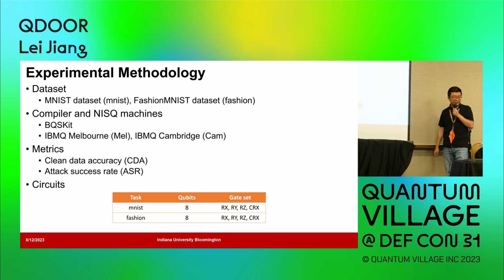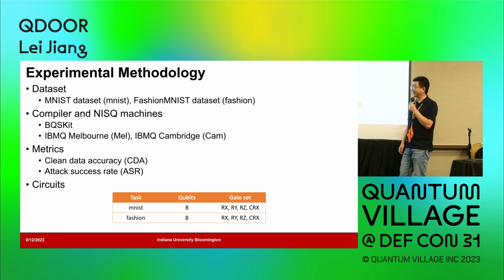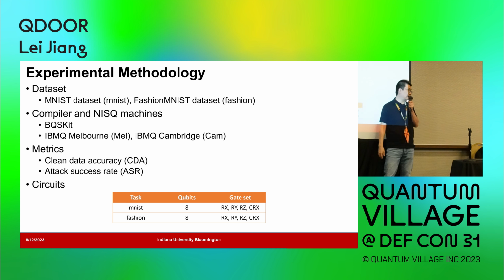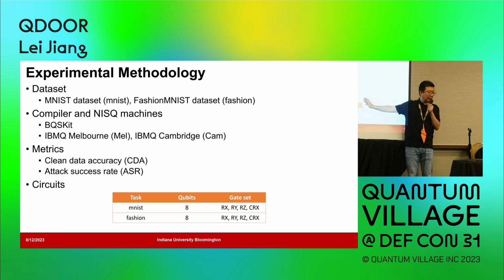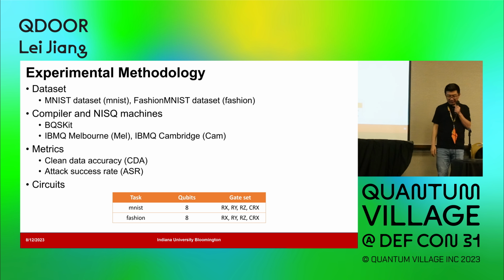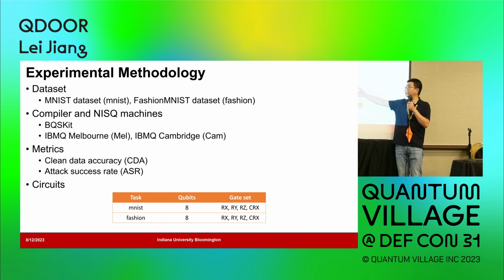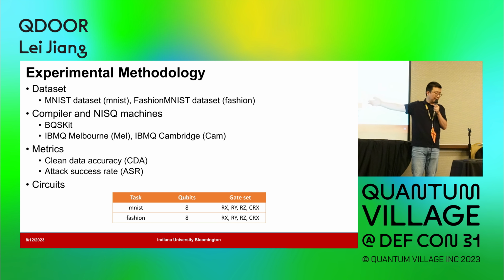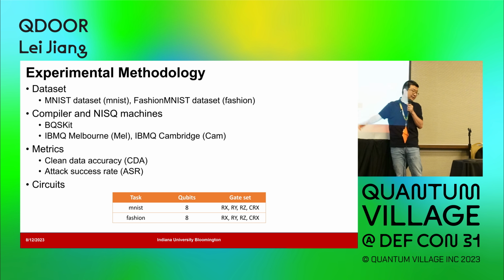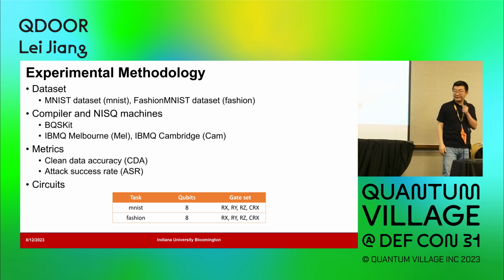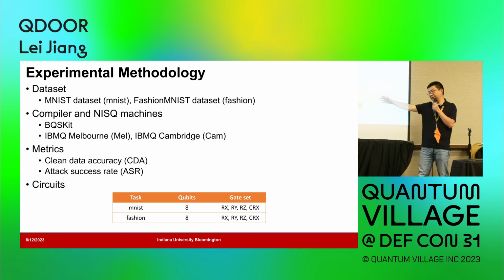So we do the experiments on two data sets. One is MNIST, the second one is Fashion-MNIST. And then we use BQSKit to do the approximate synthesis. We try our design on two different NISQ computers. We study two metrics. The first one is clean data accuracy, which is the accuracy for the input without any trigger. And then the ASR, attack success rate, the accuracy for the input with the trigger.